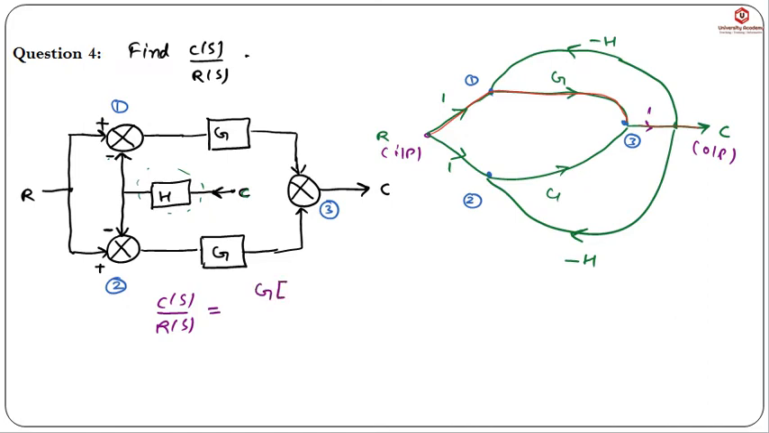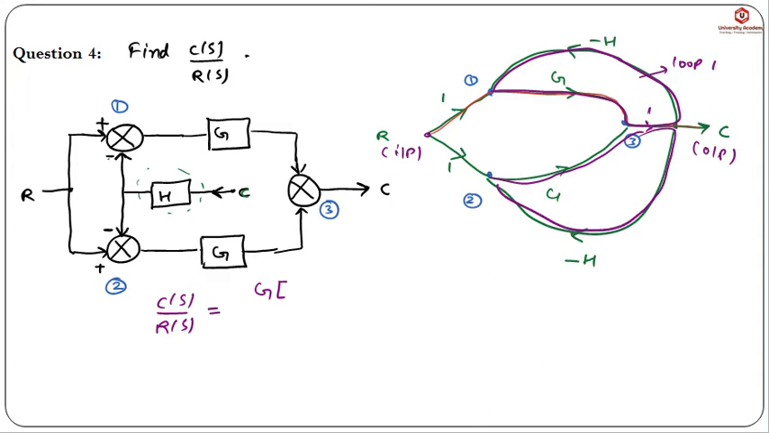Now, is this forward path touching all the loops or not? Here two loops are present. This is loop 1. Okay, we can go like this, so this is forming one loop. This is loop 1, and one more loop is there, which is this.